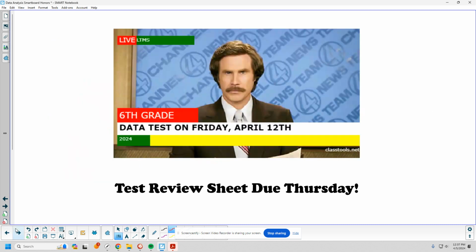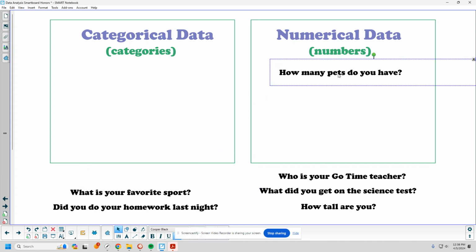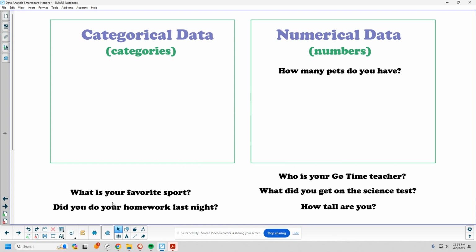All right, so we've got one last topic to cover today, which is categorical data. So if you look at the word categorical, it looks like categories, right? So instead of numbers, we're going to be dealing with categories. For example, if I asked you, how many pets do you have? You would give me a number. That would be numerical. If I asked you, what's your favorite sport? You would tell me the sport, so that would count as a category.